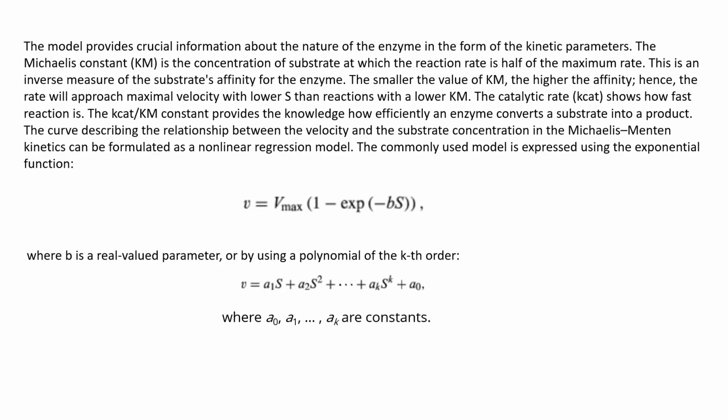The kcat by Km constant provides the knowledge of how efficiently an enzyme is converting substrate into a product, and the curve describing the relationship between the velocity and the substrate concentration in the Michaelis-Menten kinetics can be formed as a nonlinear regression model. The commonly used model is expressed using the exponential function. So this is how basically the model is described. V, the velocity, equals Vmax times 1 minus exponential of minus B, where B is a parameter, times S.